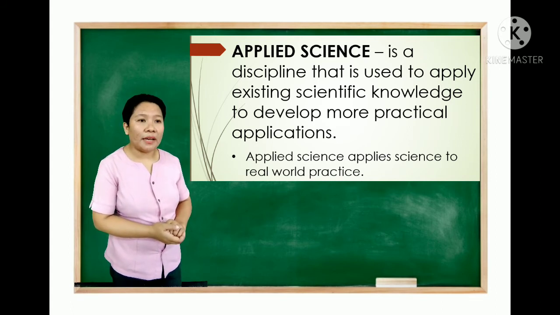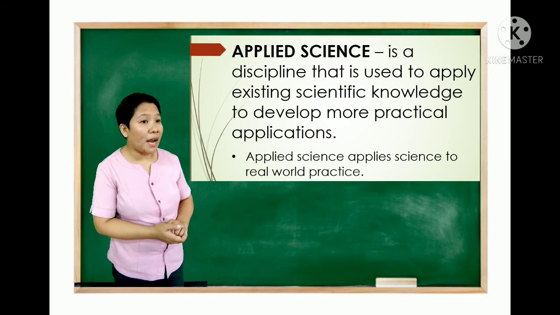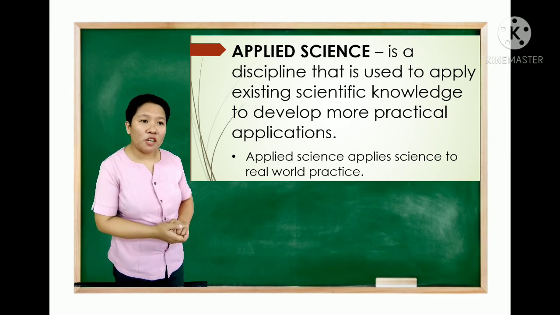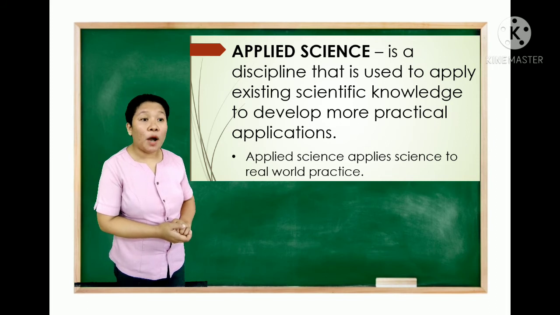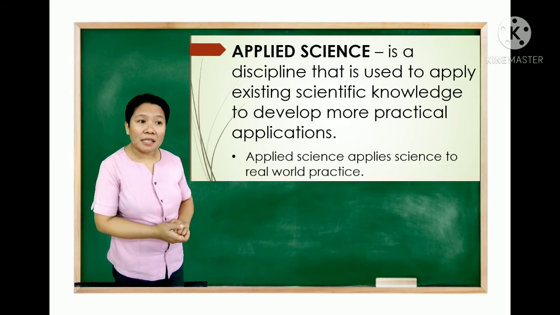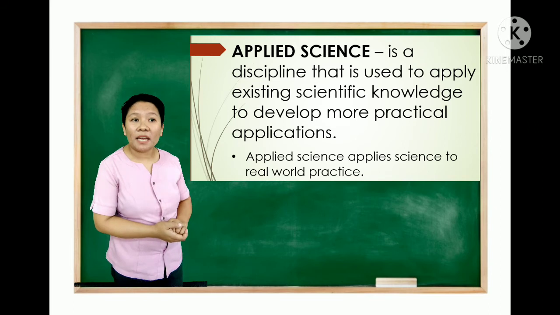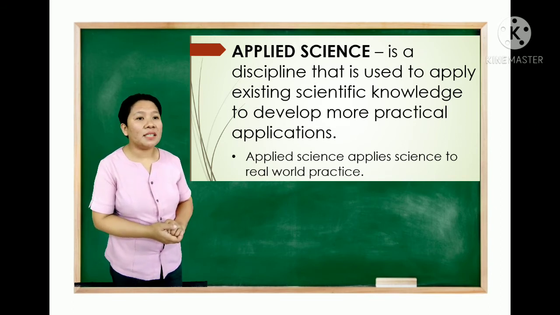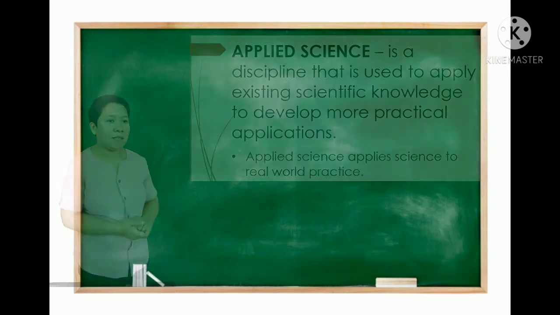Within natural science, disciplines that are basic science, also called pure science, develop information to predict and perhaps explain, thus somehow understand phenomena in the natural world. Applied science applies science to real-world practice.